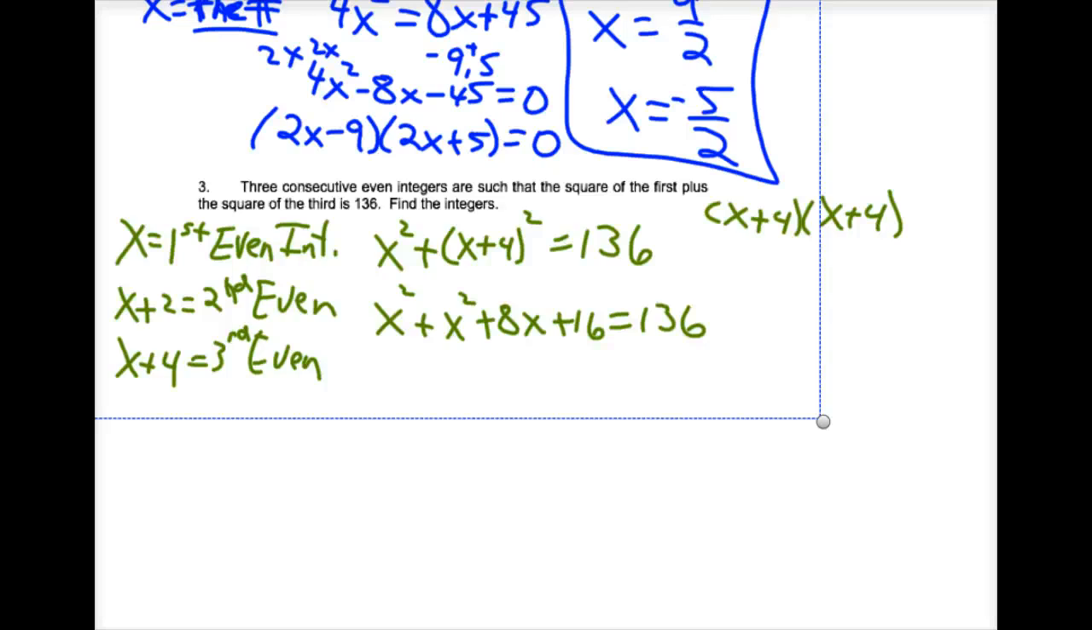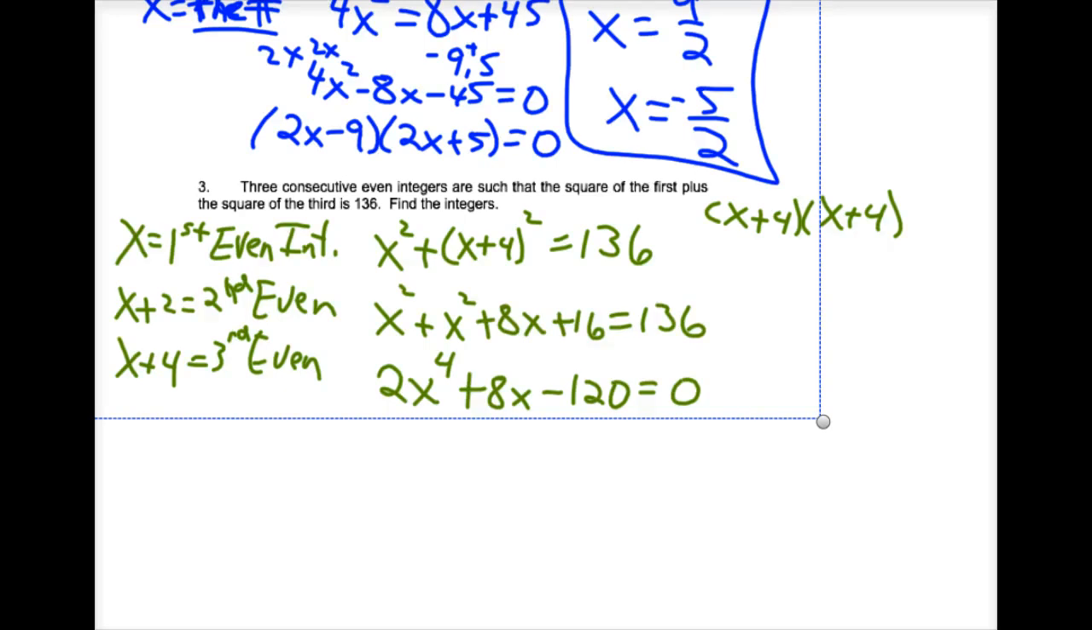What's x squared plus x squared? 2x squared, not x to the fourth. Plus 8x minus 120 equals 0. So we see how I got that minus 120. I'm going to show you guys a little trick now. I don't think I've showed you this trick yet.